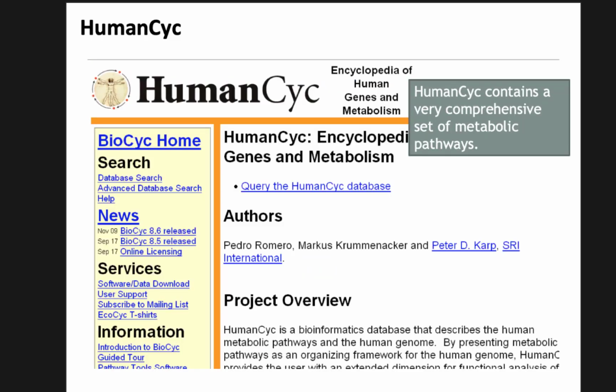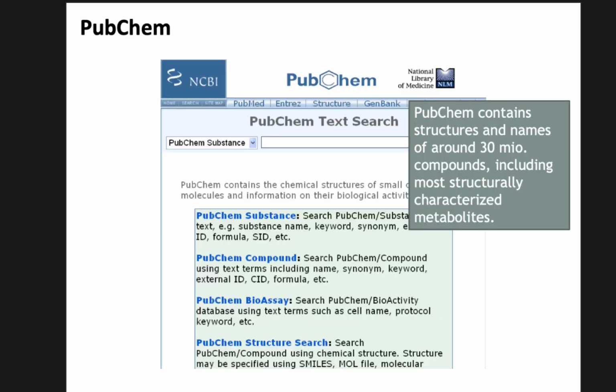Then there's HumanCyc, which also contains a very comprehensive set of metabolic pathways, as the name implies, for humans, but there's also EcoCyc for E. coli, so you should check these databases out as well. They have a much, as far as I'm concerned, much nicer visualization of the pathways, much more interactive than KEGG does it.